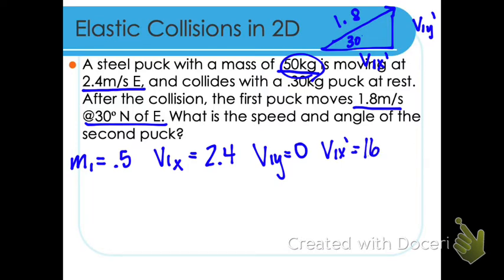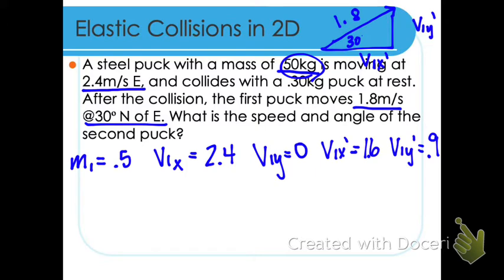Is any of these moving in the negative direction? No. We have to be careful with that, but none of ours are right now. Then for V1y prime, I take 1.8 times sine of 30, and I get 0.9. Any questions about how we got the components for our first object?